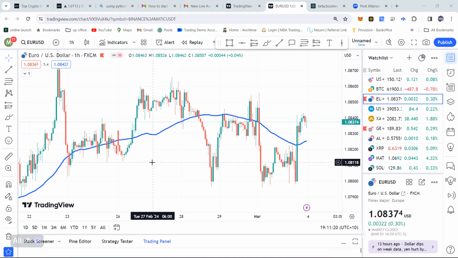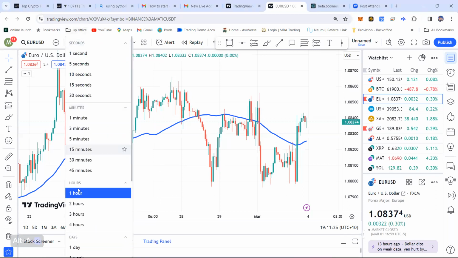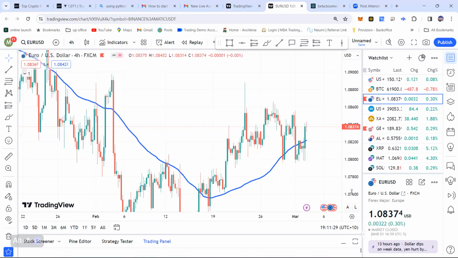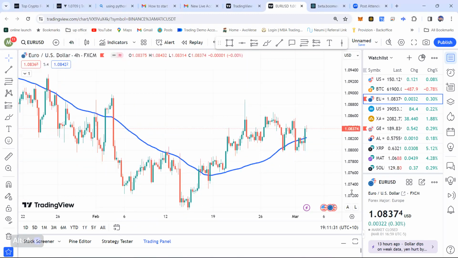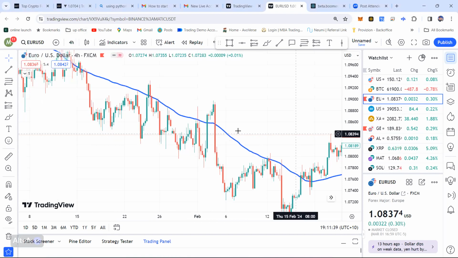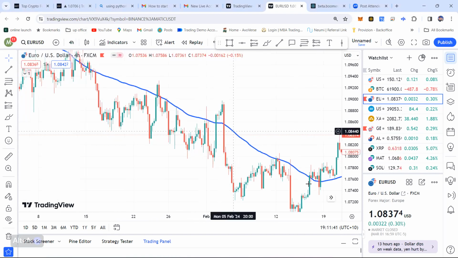All right, so a fair value gap. Let me just find a good example. Like everything else in trading, it can be found on all different time frames. I'll just use this one for now, and then I'll bring in another example.